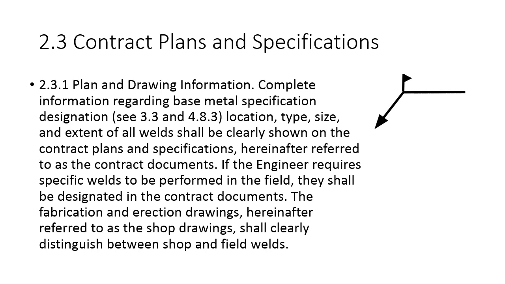Contract plans and specifications. 2.3.1, plan and drawing information. Complete information regarding base metal specification designation, location, type, size, and extent of all welds shall be clearly shown on the contract plans and specifications, hereinafter referred to as the contract documents. If the engineer requires specific welds to be formed in the field, they shall be designated in the contract documents. The fabrication and erection drawings, hereinafter referred to as the shop drawings, shall clearly distinguish between shop and field welds.